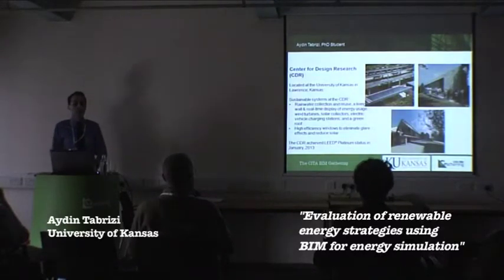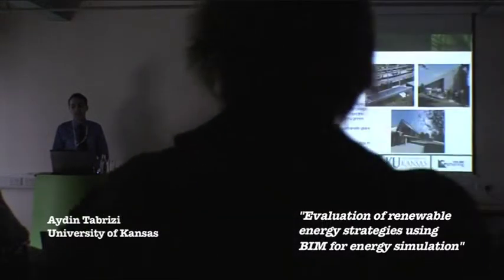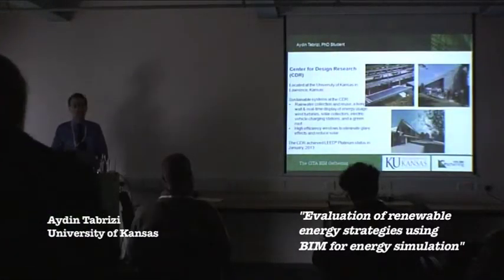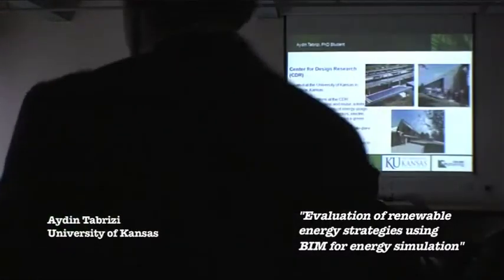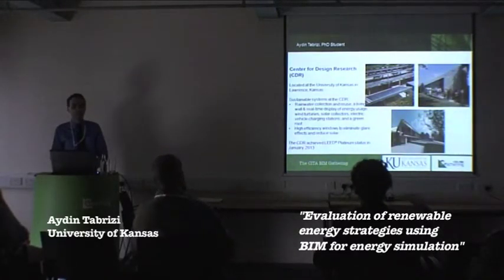For this study, we considered the Center for Design Research. This building is located at the University of Kansas in Lawrence. As you see in the pictures, there are different sustainable features in this building, such as a green roof, a wind turbine adjacent to the building, and glazing to control the glare and also to control the solar heat during different seasons. There are also other features inside the building, such as a green wall and an electrical charger for vehicles.